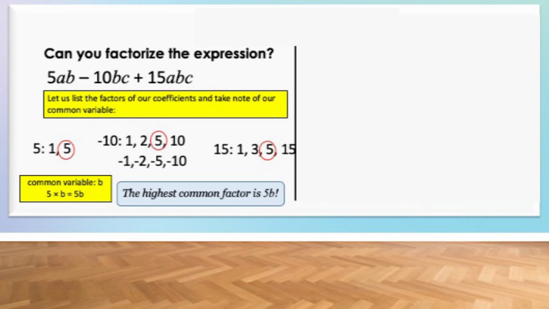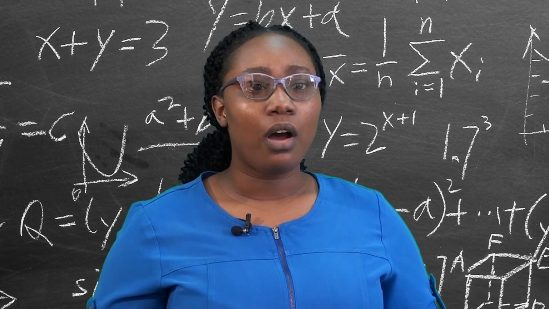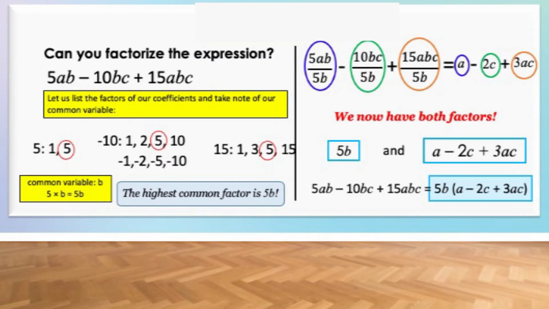Why is 5b our highest common factor? That's right, because 5 is the highest common factor among our coefficients and b is the common variable among all our terms. Therefore, 5 multiplied by b is our highest common factor. Now tell me, how do we get to our answer? That's right, we can go ahead and divide.